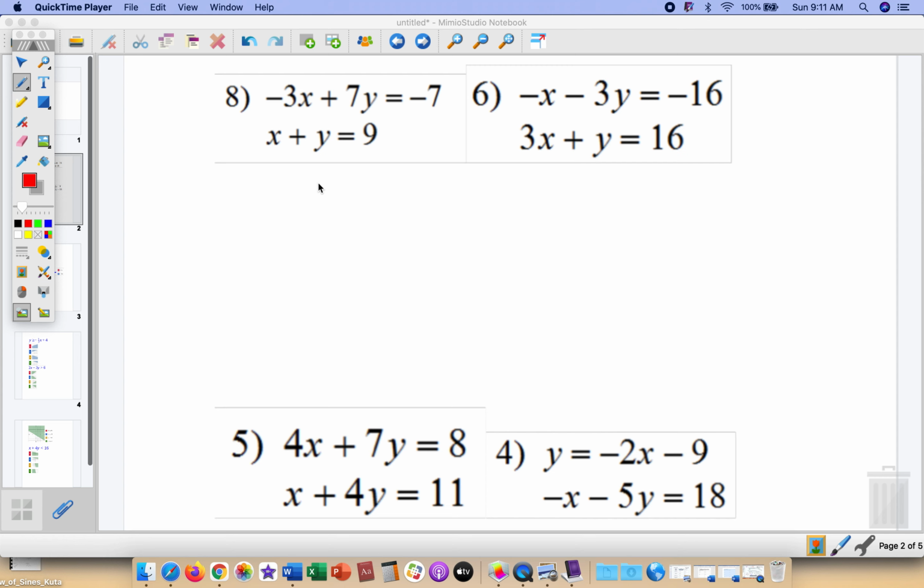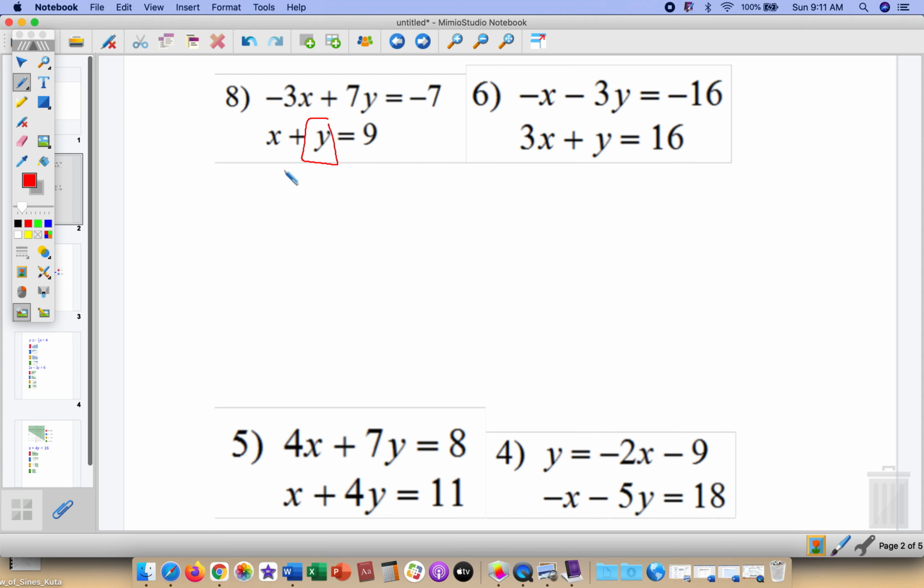The Kahoot problems. We're going to practice substitution. You can isolate x or y. I'll isolate y by subtracting x from both sides. So we'll have y equals negative x plus 9. You're going to take negative x plus 9 and substitute it in the y spot in the other equation. Don't forget to use parentheses when we do substitution.